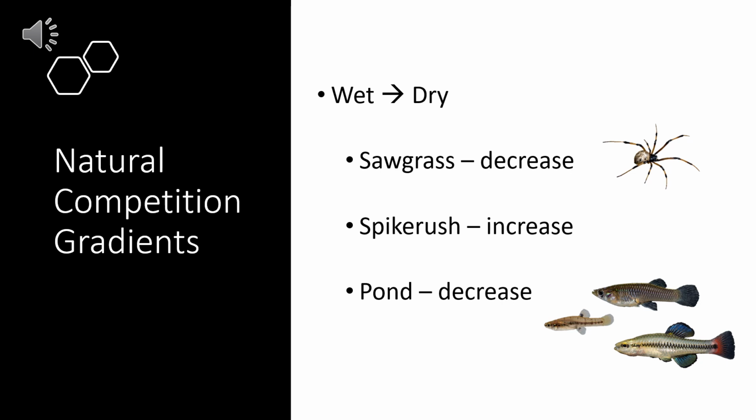In the spike rush marsh, there's a decrease in water level, there's a decrease in resources available, which means there's an increase in competition, there's fewer resources to go around. Whereas in the pond, the opposite story is true. In the dry season, there's an influx of these small fishes, which provides increased resources to the majority of the pond residents, decreasing competition.